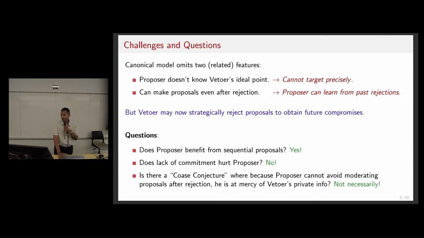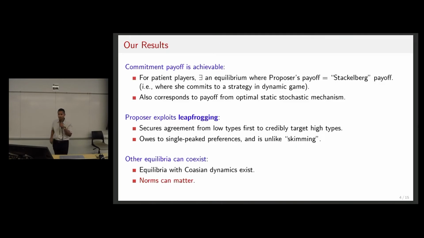And what we find is that the Coase conjecture does not hold in this setting. The proposer is going to be able to benefit from being able to make sequential proposals. And in fact, lack of commitment is not going to hurt the proposer. She's going to be able to achieve her commitment payoff in an equilibrium of the game. Okay, so these are the results that we have. The first is that the commitment payoff is achievable when players are patient.